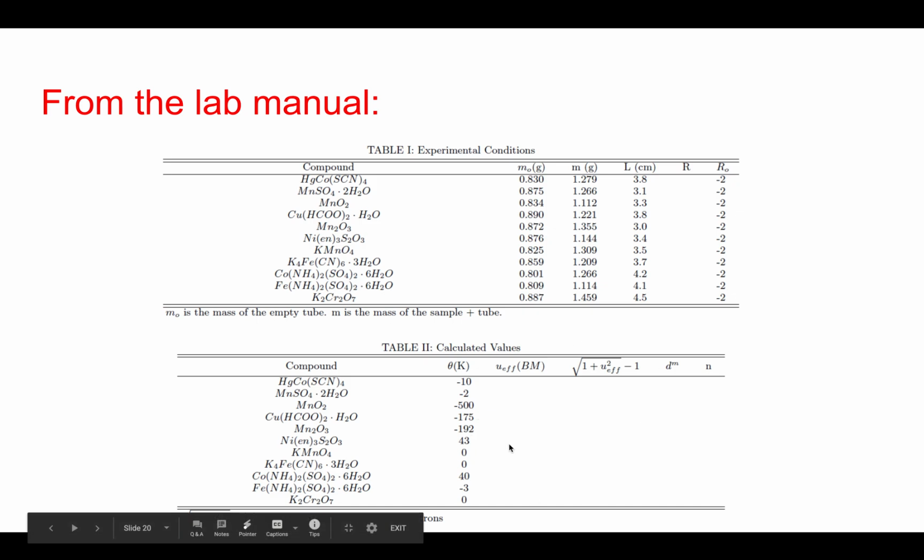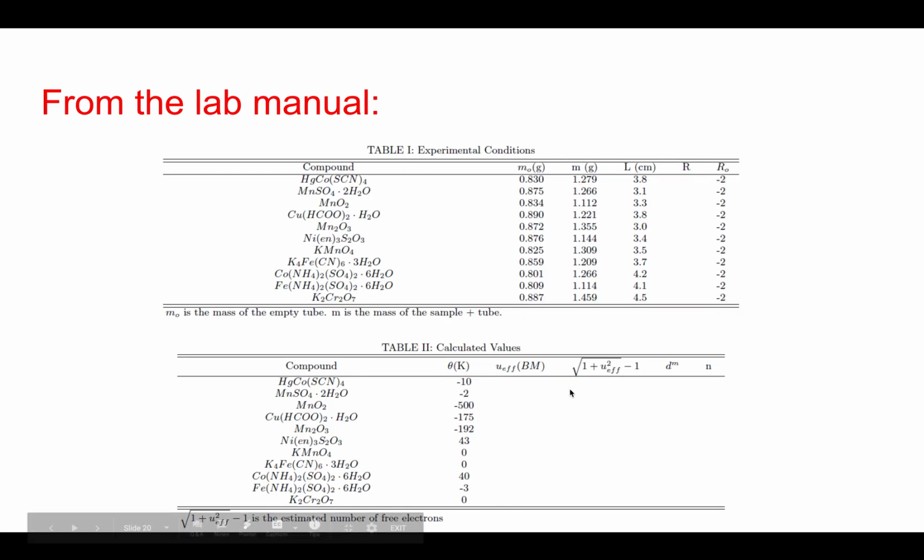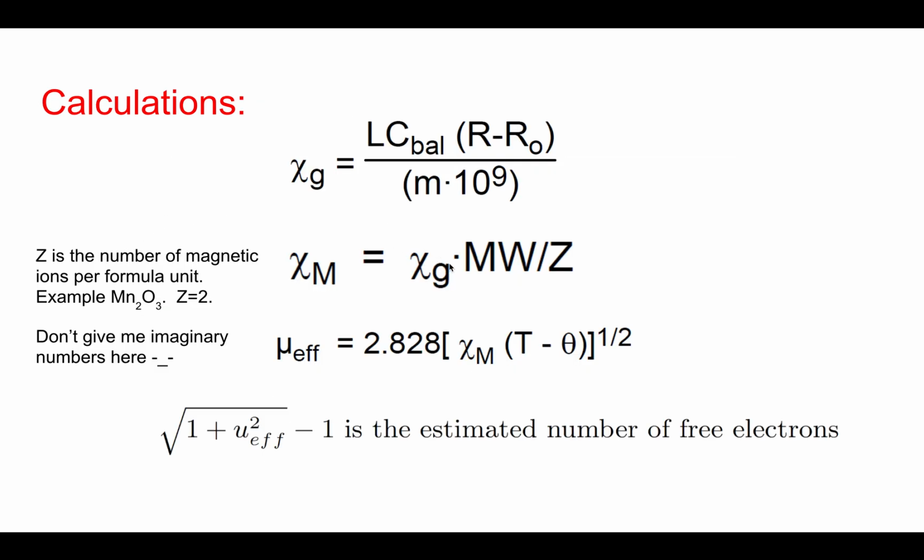So what are these? Okay, so I'm going to go back a slide. So we know how to calculate this chi-g. I give you this. I give you this. You find this from the lab. I give you this, and you find this in the table. So you calculate the chi-g's for all of these samples. Then you take this chi-g. You multiply it by the molecular weight of the sample, including the water molecules. Don't leave out the water molecules. You divide by Z, where Z is the number of magnetic ions per formula unit. For example, in this case, Mn2O3, Z is 2 because we have 2 magnetic ions.